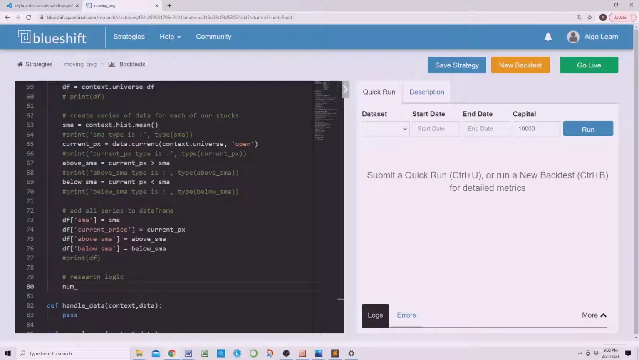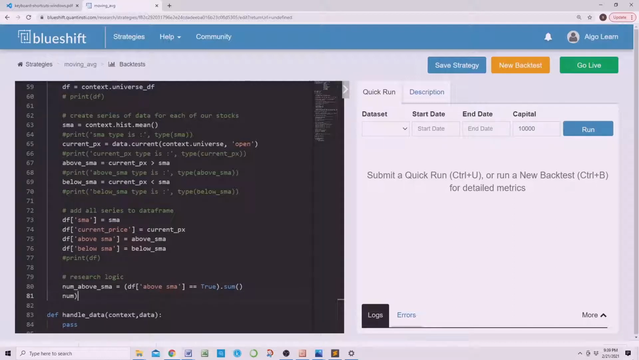So let's create num_above_SMA equals. Let's call up our data frame. And the column we want to check is above SMA. That's the column. And if that column says true, remember it's a Boolean, we're going to sum all of the trues in this column, come up with a number, and assign that number to num_above_SMA.